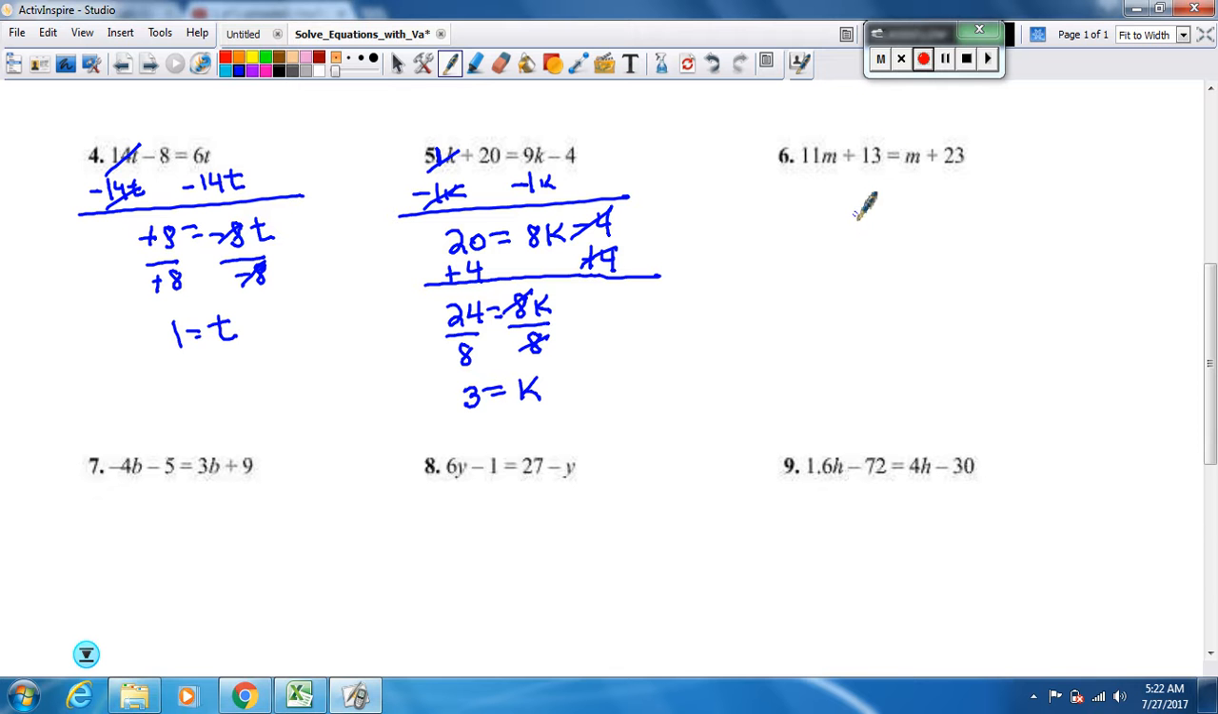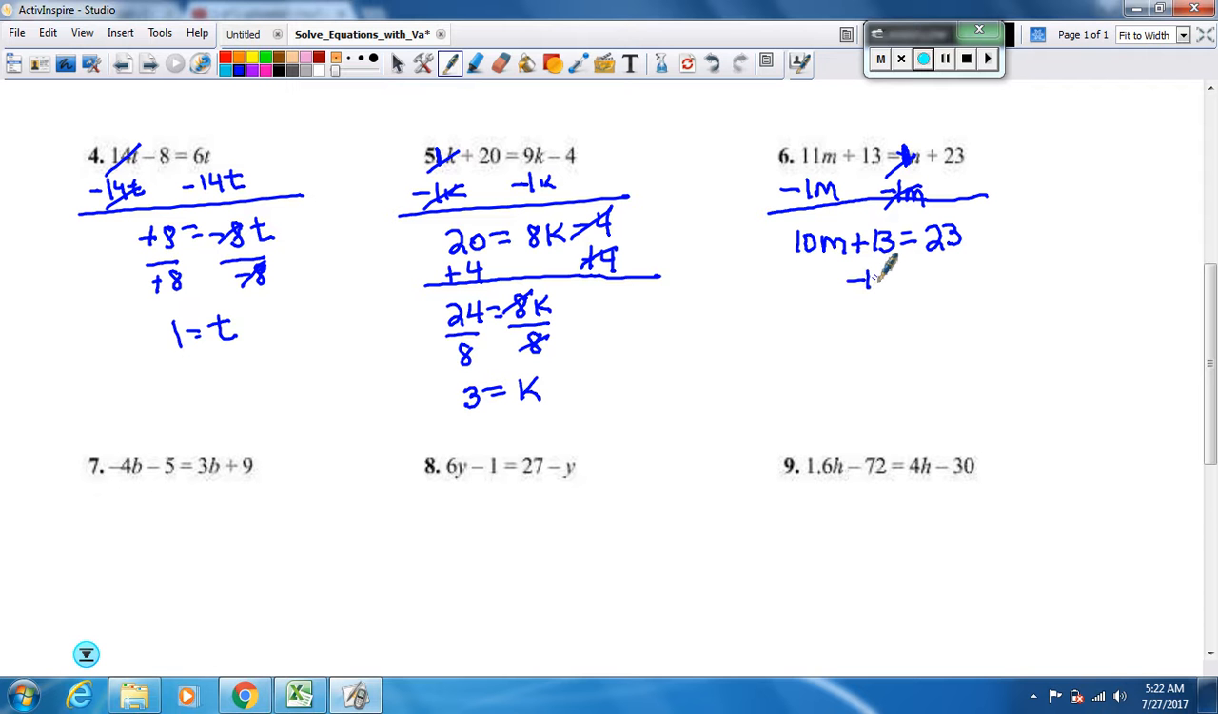You've got your answer. Okay, there's a 1m here. 1 is smaller than 11, so I'm going to move it. The opposite of positive 1 is negative 1. You got to move the whole thing. Take the letter with it. Okay, 11m take away 1m is 10m. Bring down the plus 13. Bring down the equal. Opposites cancel. Bring down the 23.